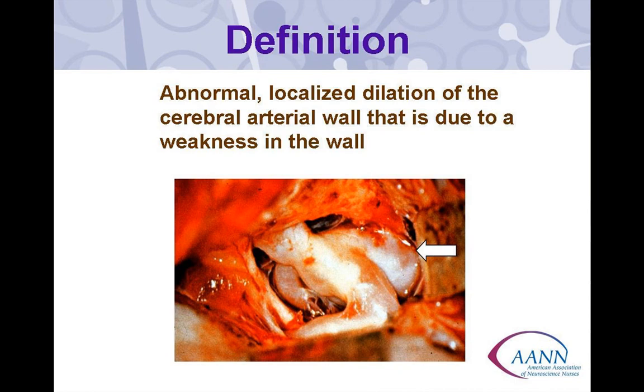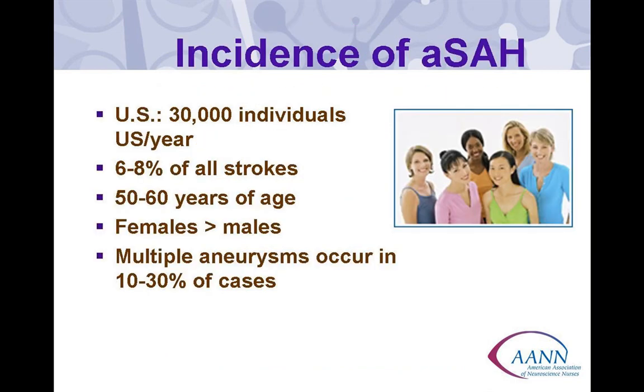The incidence is about 30,000 individuals in the United States per year. It's about 6 to 7% of all strokes. The average age is about 50 to 60 years of age, greater in females than in males, and roughly 25% of patients that have one aneurysm have more than one aneurysm.